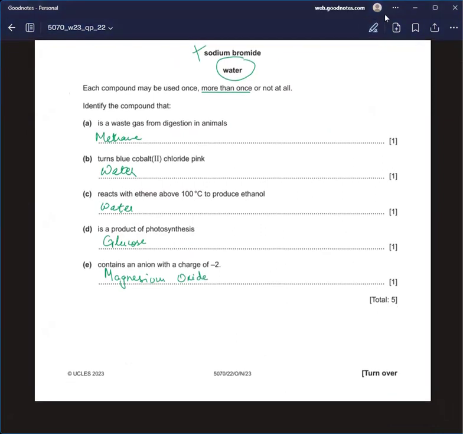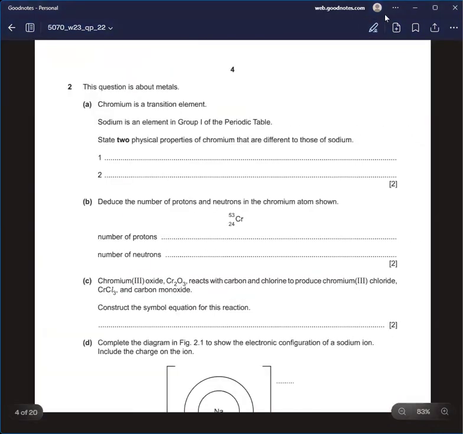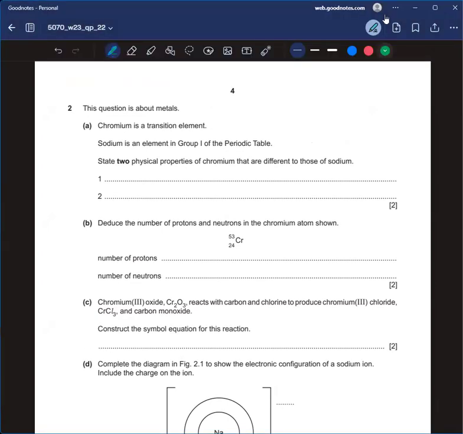All right. Let's move towards the next question. The question is about metals. Chromium is a transition element. Sodium is an element in group 1 of the periodic table. State two physical properties of chromium that are different to those of sodium. So we know we have these two metals. One is a transition metal and one is a metal from group 1.